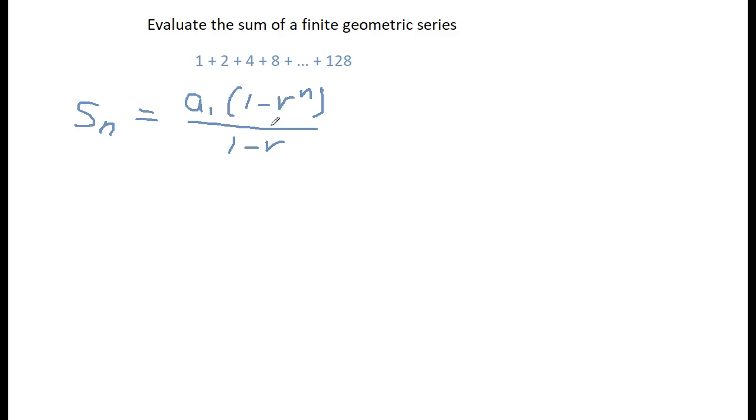Okay, well, if I took 2, the second term, over 1, I get 2. 4 over 2 gives you 2. 8 over 4 gives you 2. So, in this one, r is going to equal 2. So, there's my r. And then a sub 1 is going to be our first term, 1.